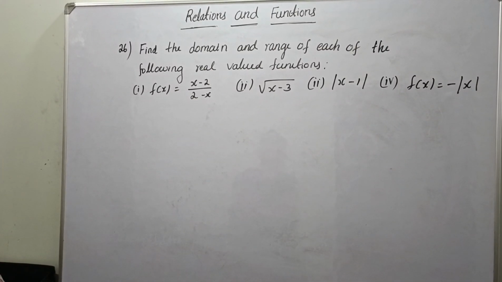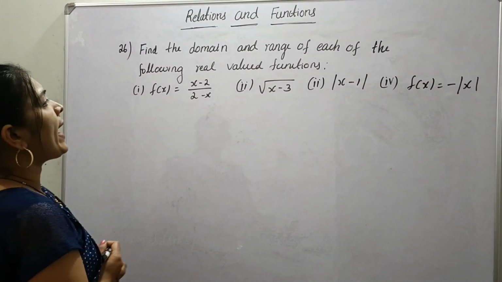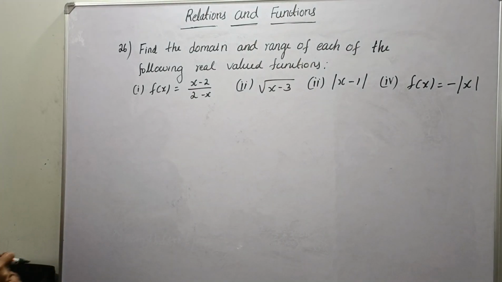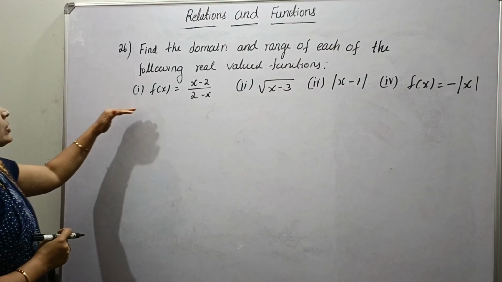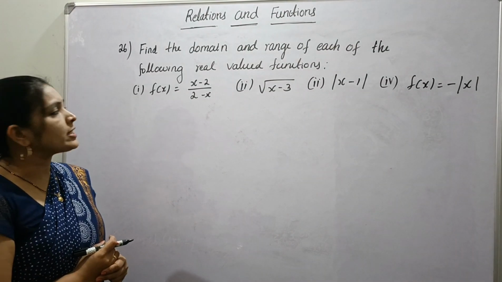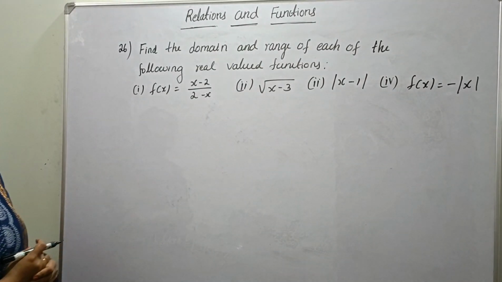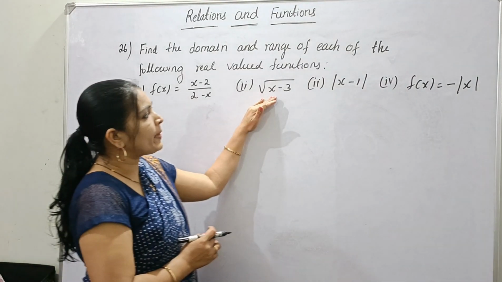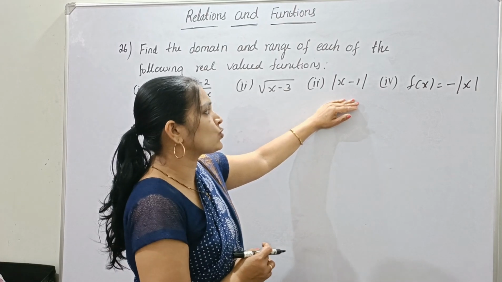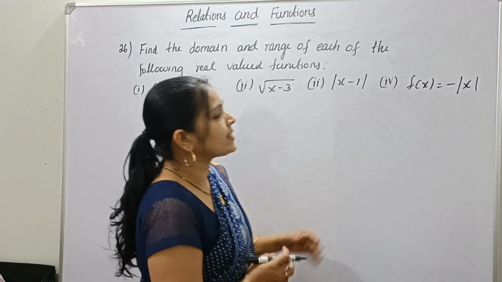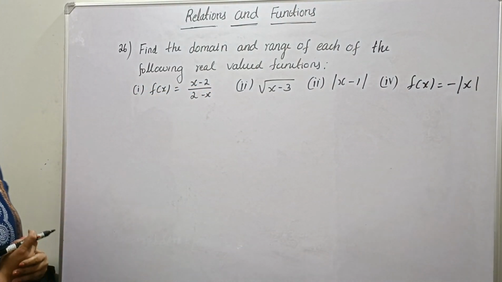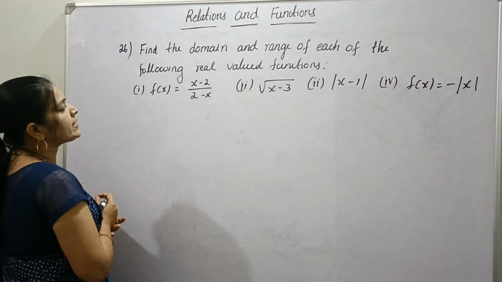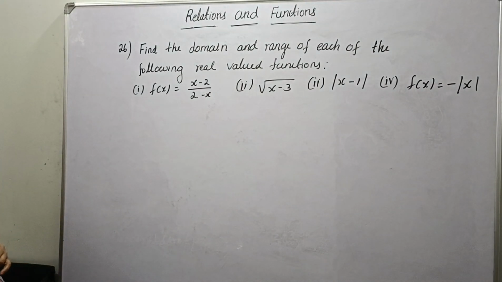Let us go to the next question. Find the domain and range of each of the following real valued functions. First one, f of x is equal to x minus 2 divided by 2 minus x. Second, root of x minus 3. Third, modulus x minus 1. The fourth one, f of x is equal to minus modulus x. So first one, f of x is equal to x minus 2 divided by 2 minus x.